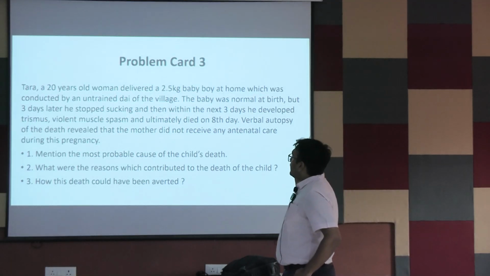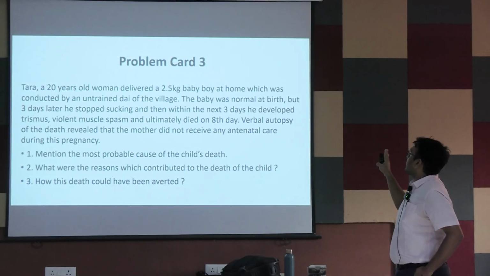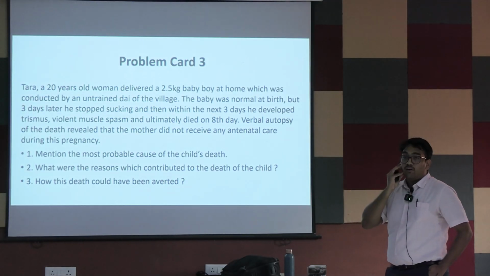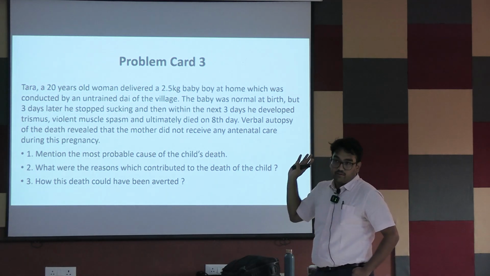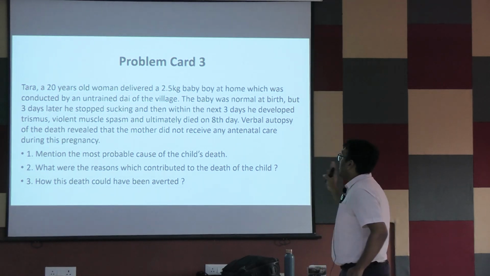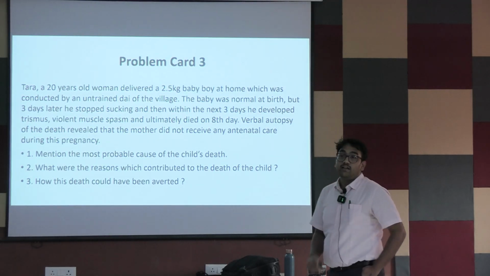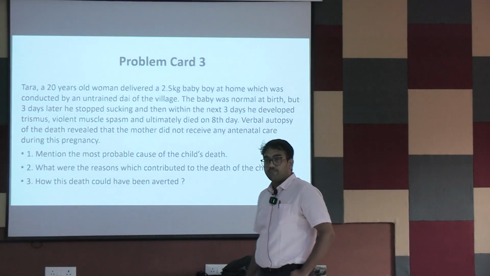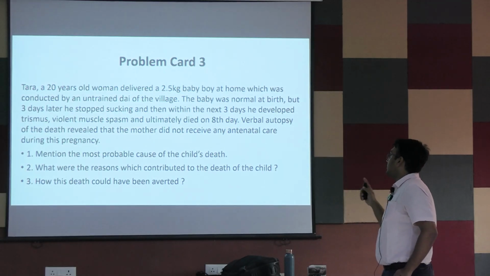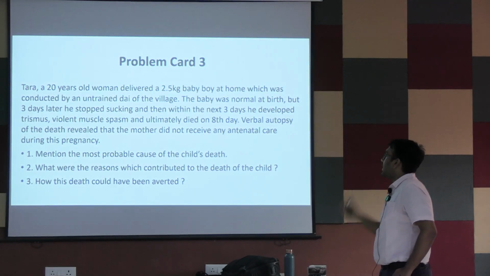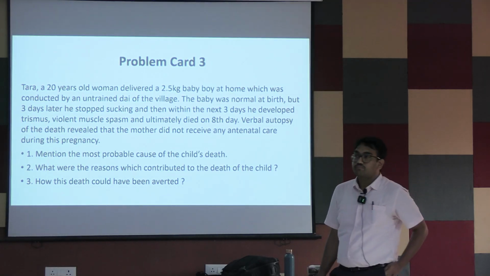The baby was normal at birth, but 3 days later he stopped sucking, and then within the next 3 days he developed trismus, violent muscle spasm, and ultimately died on the 8th day. Verbal autopsy of the death revealed that the mother did not receive any antenatal care during pregnancy. So what is the most probable cause of child death? What were the reasons which contributed to the death of the child? How could this death have been averted?